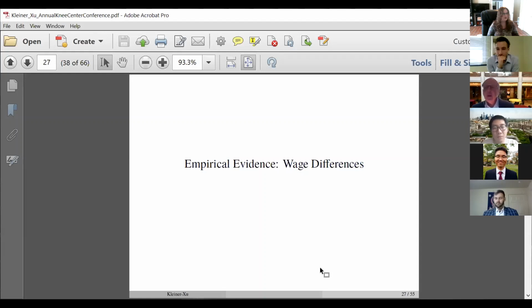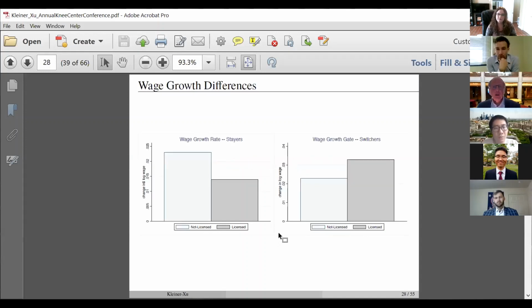Is there any effect of licensing on labor market dynamics in terms of wages? What we look at is some basic mean values. We were a bit surprised to find the results in terms of wage growth for stayers. Individuals who are non-licensed, their wage growth tends to be somewhat larger, and this is with no controls.